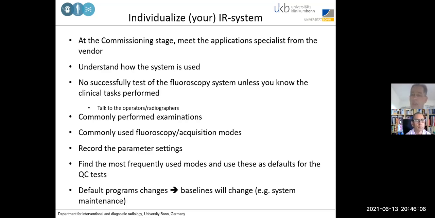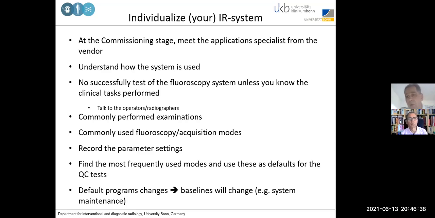They should tell you what the most commonly performed examinations are. What are the most commonly used fluoroscopy acquisition modes? What will they use? And you will see the programs which are preset are, I would say, already countless. So it's more than you actually could test. And I can recommend that all the settings which are done should be recorded by yourself.